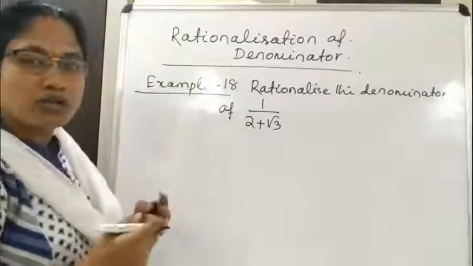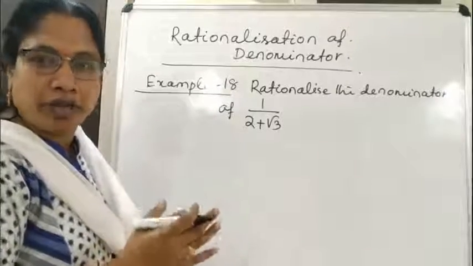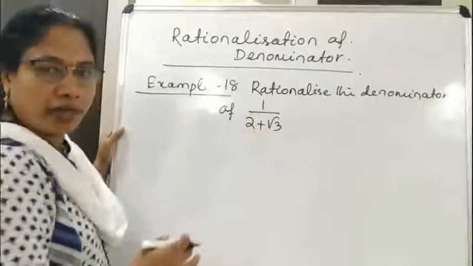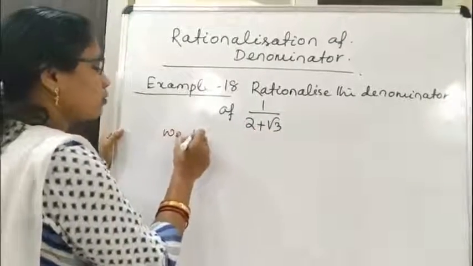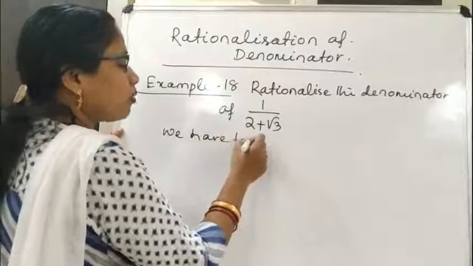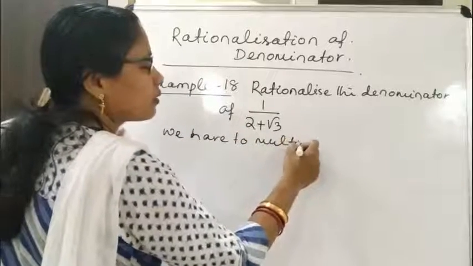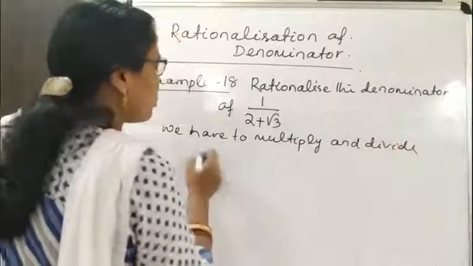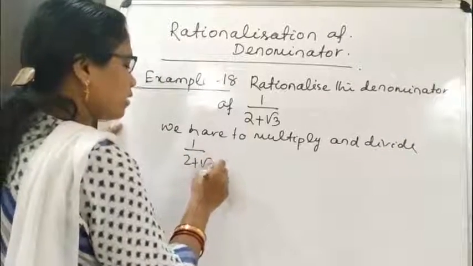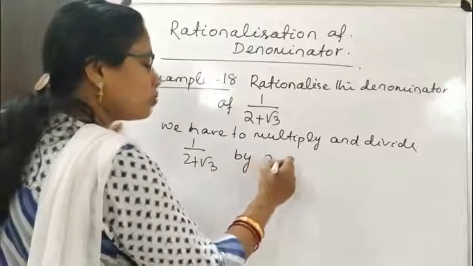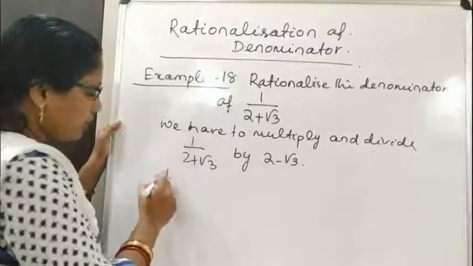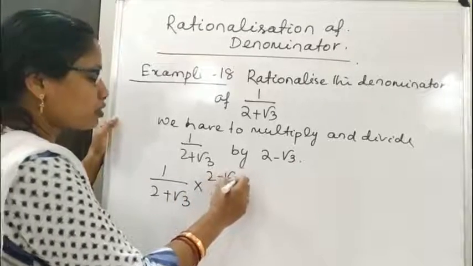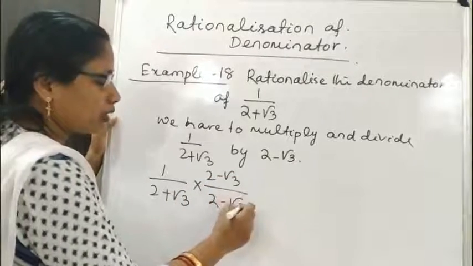So here we will use the identity a plus b whole into a minus b, that is a square minus b square. So to rationalize the denominator, we have to multiply and divide 1 by 2 plus root 3 by 2 minus root 3. So 1 by 2 plus root 3 multiplied with 2 minus root 3 and divided by 2 minus root 3.